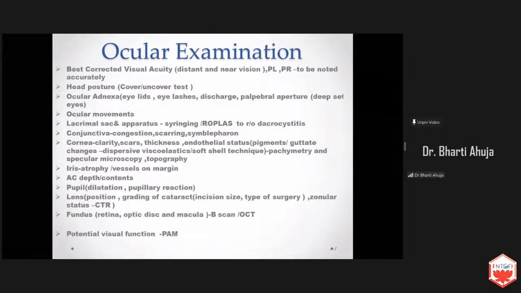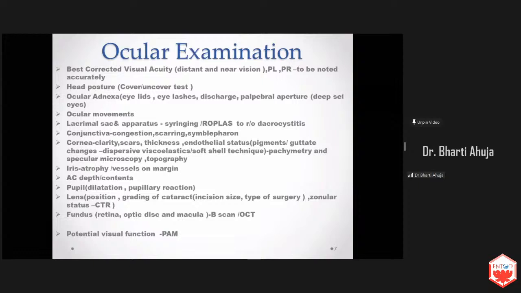Ocular examination for a postgraduate student should be done in a meticulous and systematic manner. First and foremost, the best corrected visual acuity for distant and near vision in cases of immature cataracts. If there is a case of hypermature or total cataract, then PL and PR should be noted very accurately. Cover-uncover test gives an idea about heterophoria, and also an idea about amblyopia.